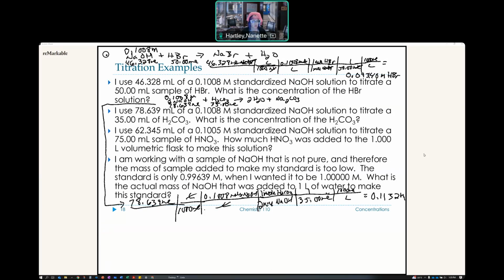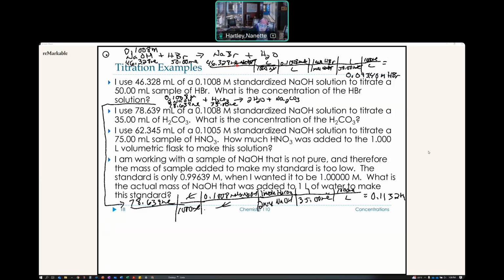So I used 46.328 milliliters of a 0.100 molar standardized NaOH solution to titrate a 50 milliliter sample of HBr. What is the concentration of the HBr solution? Now this is just like what we did at the very end in the last calculation. I wrote my balanced equation, NaOH plus HBr goes to NaBr plus H2O, a one to one relationship, standard deal. So I have 0.1008 molar NaOH, 46.328 milliliters of it are used. My HBr is a 50 milliliter sample.